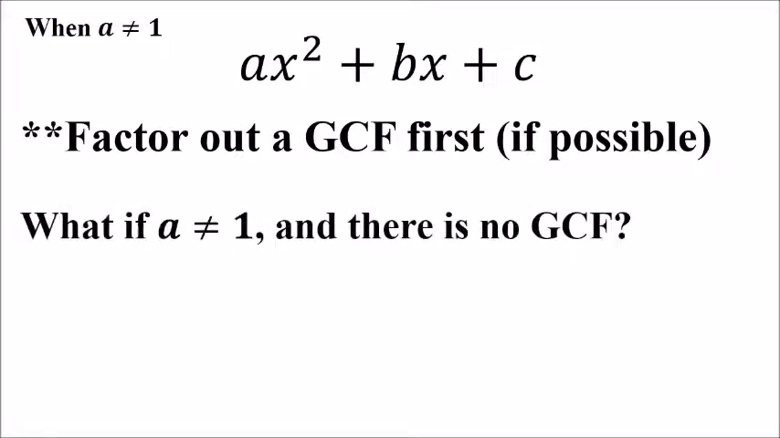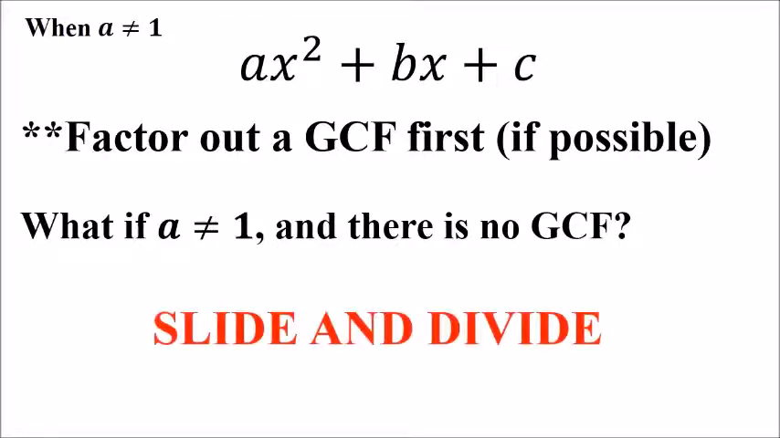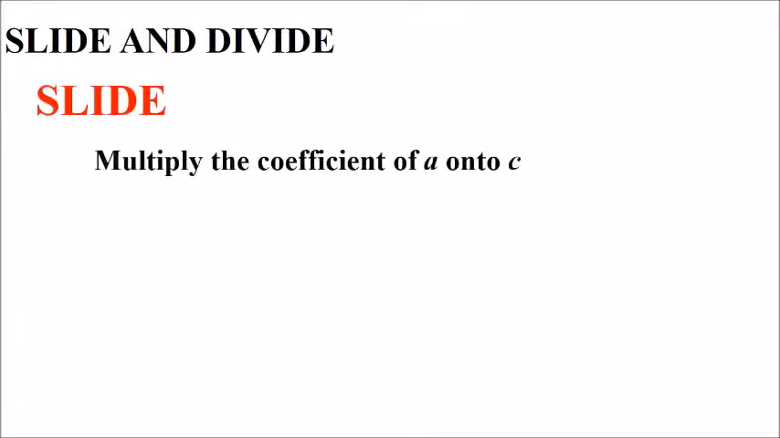If a is something other than 1 and there is no GCF, that's when we use slide and divide, slide and divide. What does slide and divide mean? Slide and divide means that we are going to take the number in the front of our polynomial, the value for a, and slide it to the back. Remember, when we slide things or pass things out in math, we use multiplication. So we are going to multiply the coefficient, the big number in front, a, onto c, the constant number at the back. So we're just going to take the big number in front and multiply it onto our term in the back.